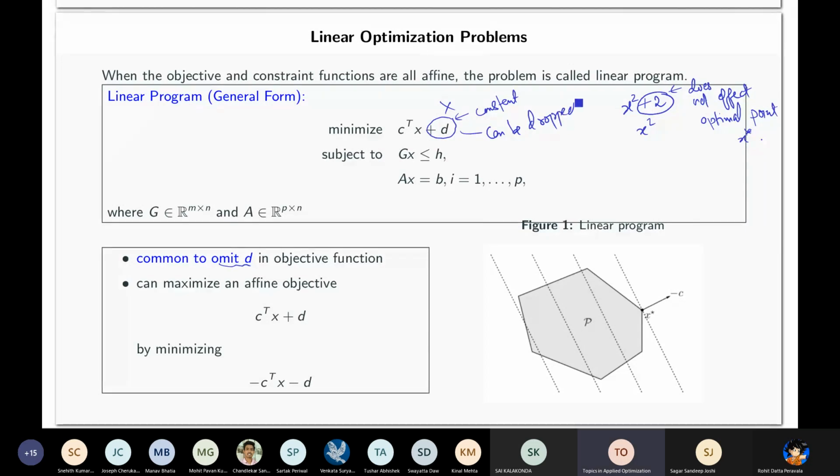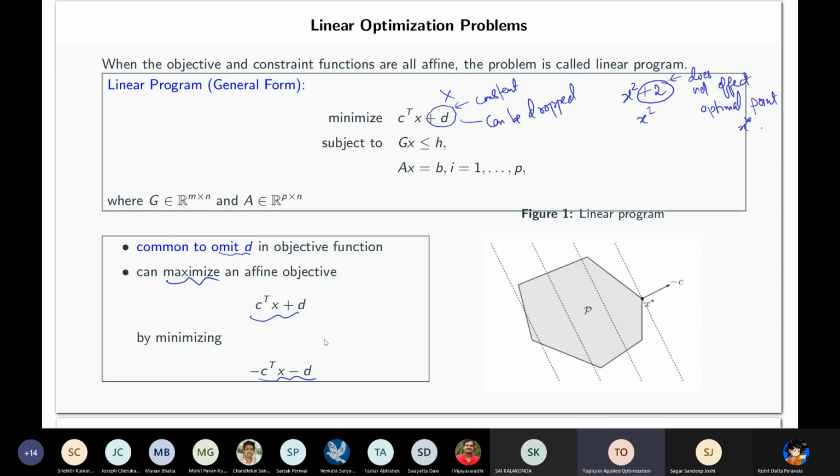Okay, so also, maximize as usual can be done by taking the negative of the objective of the minimize. This is something we know all along. And so that was the linear optimization problem. That's the form of a linear optimization problem: objective affine, inequality constraint affine, equality constraint affine.